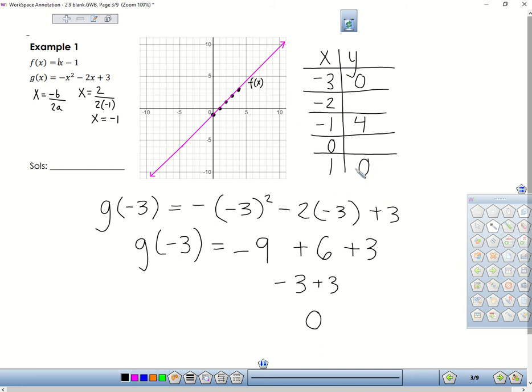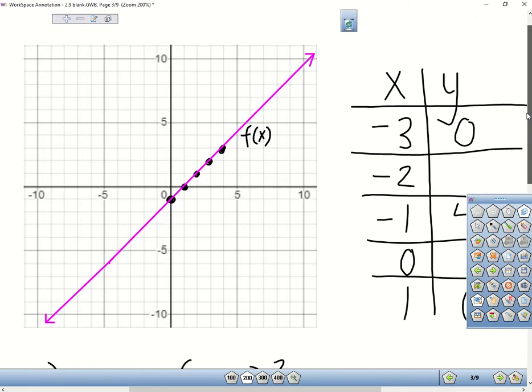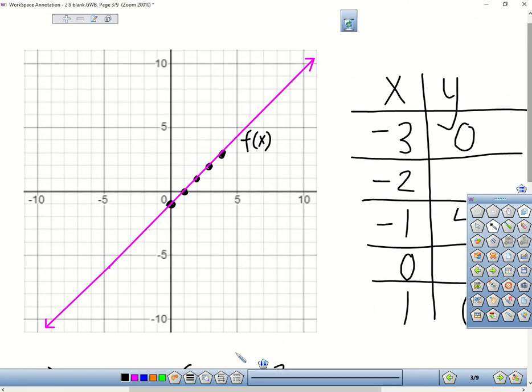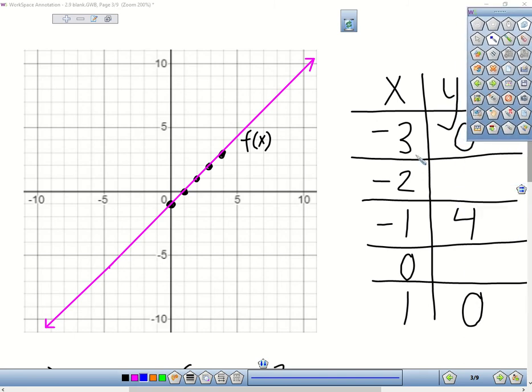So in theory, you could plug all of these in. Now that I have some of my table, I'm going to plot what I have so far, because this might be enough for me to get the information I need and save myself some of the time of doing the full thing. So -3, 0 is right here. -1, 4 is up here. And 1, 0 is right here.